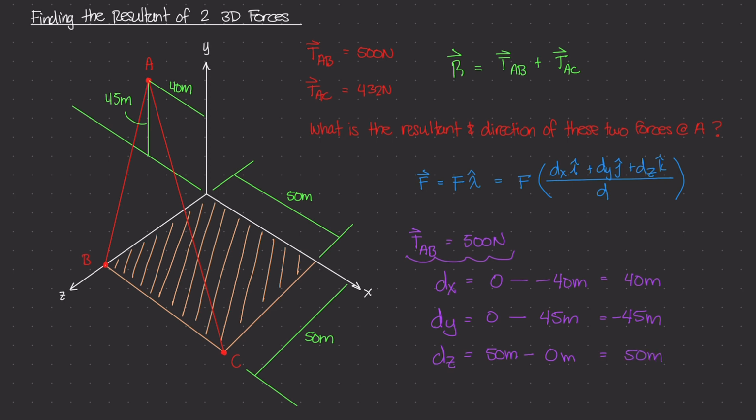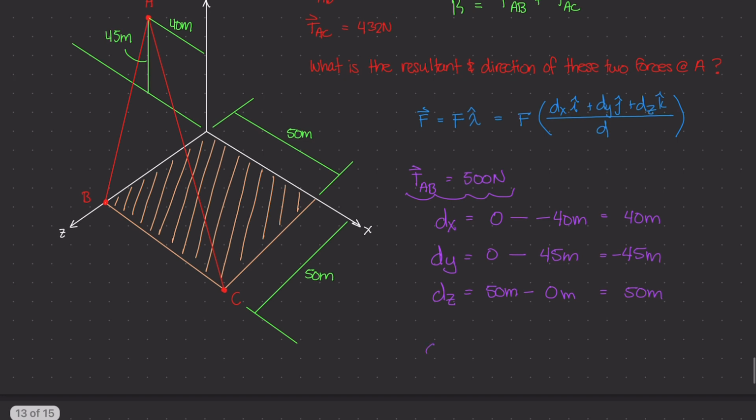Okay, awesome. So we do have dx, dy, and dz for this tension of AB. Now we need to figure out what this d value is. In order to calculate d, we can take the square of all three of these components, add them together, and then take the square root. In other words, d equals the square root of dx squared plus dy squared plus dz squared.